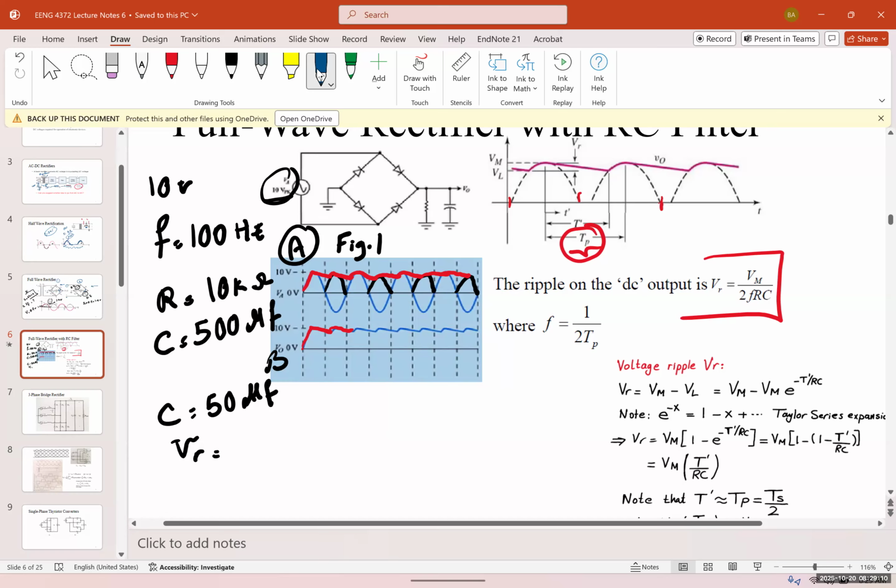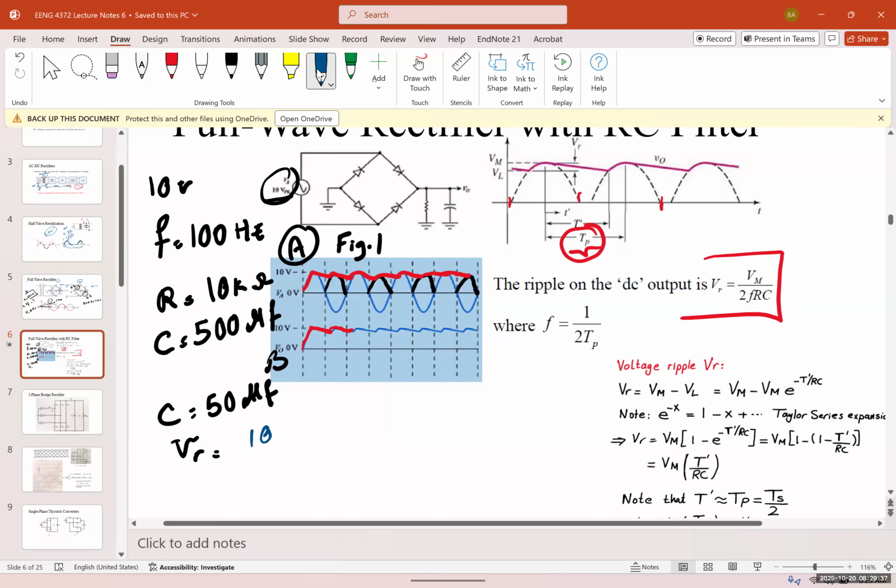What is the answer? Perfect. Perfect. 10 millivolts for A, and okay, C is 50 microfarads in the second one. Yeah. Oh, I'm sorry. Yes.